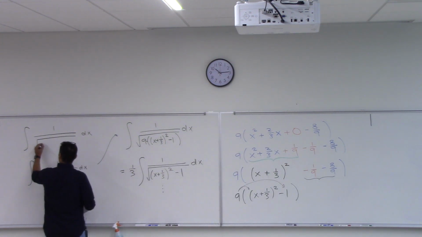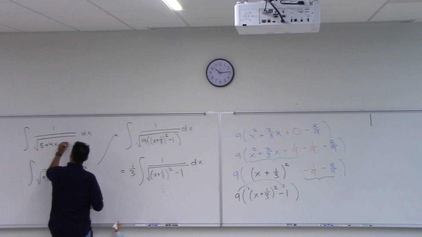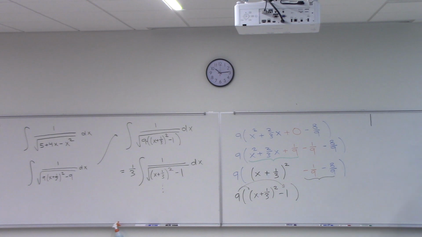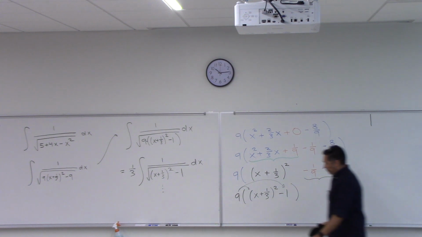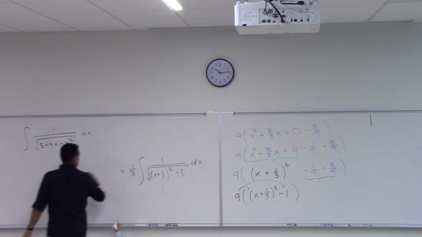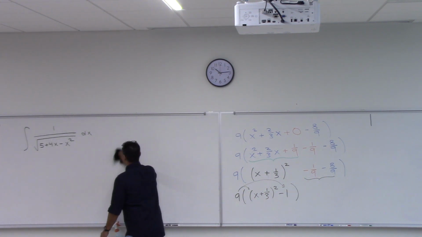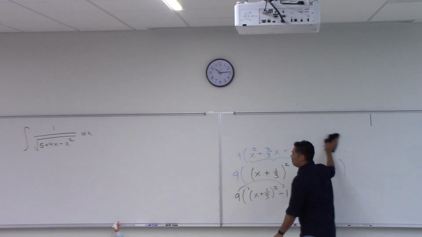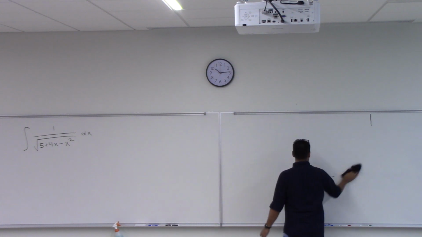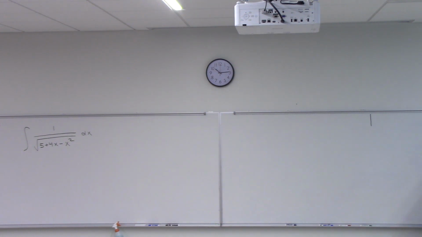5 plus 4x minus x squared. So I've given you a quadratic underneath there again. So you can't use one of the trig subs right off the bat, can you? Nope. But we can complete the square, can't we?